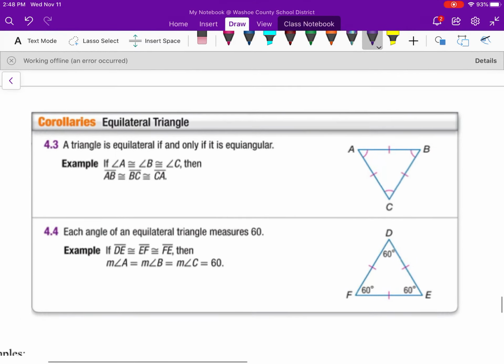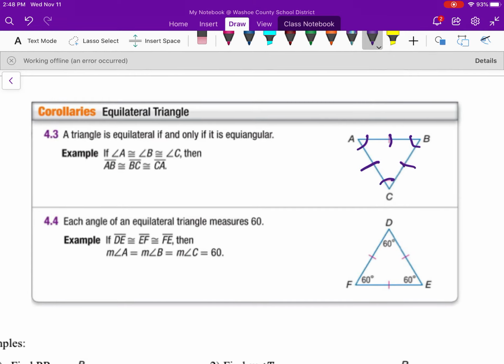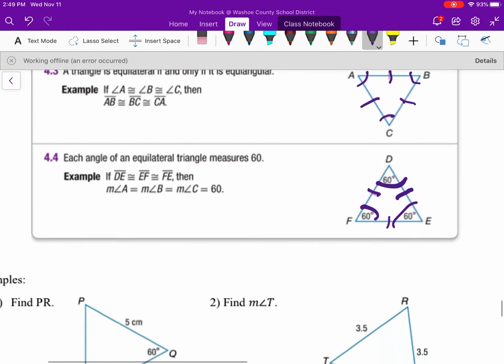So if I have an equilateral triangle, we talked about this one in 4.1. Equilateral means 3 equal sides. So if I have 3 equal sides, then that means I also have 3 equal angles. So an equilateral triangle will also be called an equiangular triangle, okay? Same thing if I go backwards. If I have an equilateral triangle, then I'm going to have 60-degree angles here because I'm going to split the 180 degrees that every triangle has into 3 equal angles.